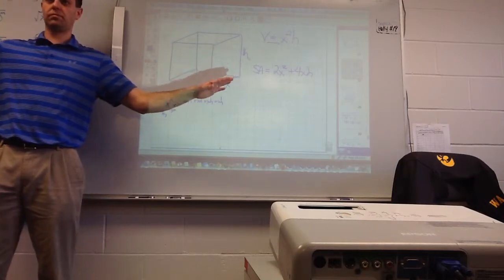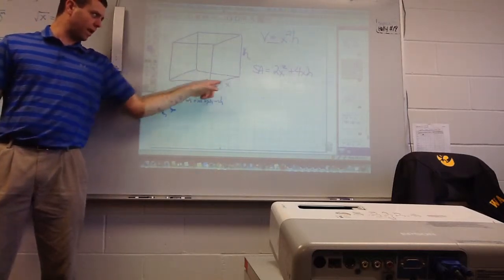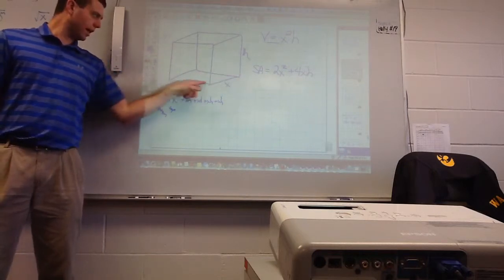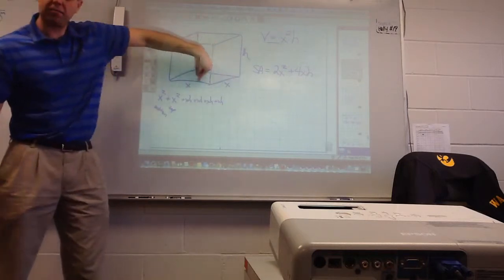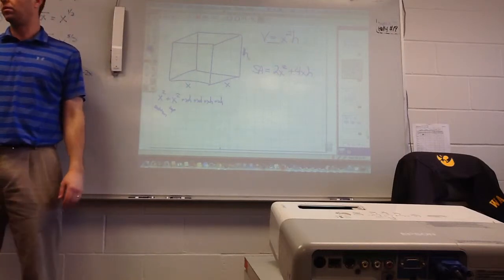Questions? Where did the x squared come from? X times x, the area of the bottom of the box. X times x would give me the area of the bottom. See that? Good? Okay, anybody else?